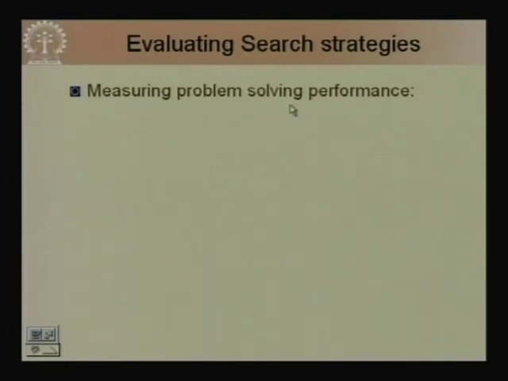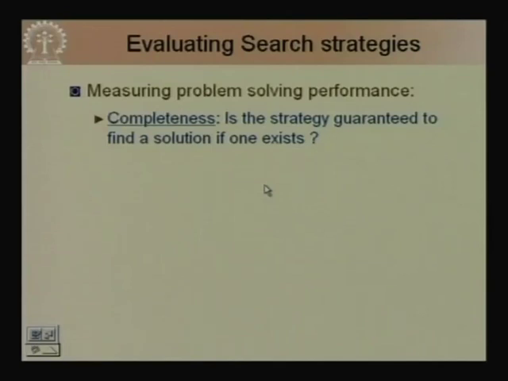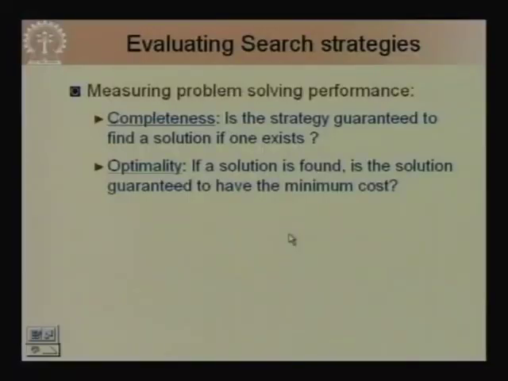Now, we will discuss several search algorithms today. For each of these algorithms, we will look at the following. We will like to measure how effective these algorithms are in terms of completeness. Number one, completeness. Is this algorithm guaranteed to find a solution if a solution exists? Given a problem, given the state space representation of the problem, if a solution exists to this problem, can the algorithm find the solution, or is the algorithm guaranteed to find the solution? Secondly, we will evaluate whether the algorithm always results in an optimum solution. If a solution is found by this algorithm, is the solution guaranteed to be the one that has minimum cost?